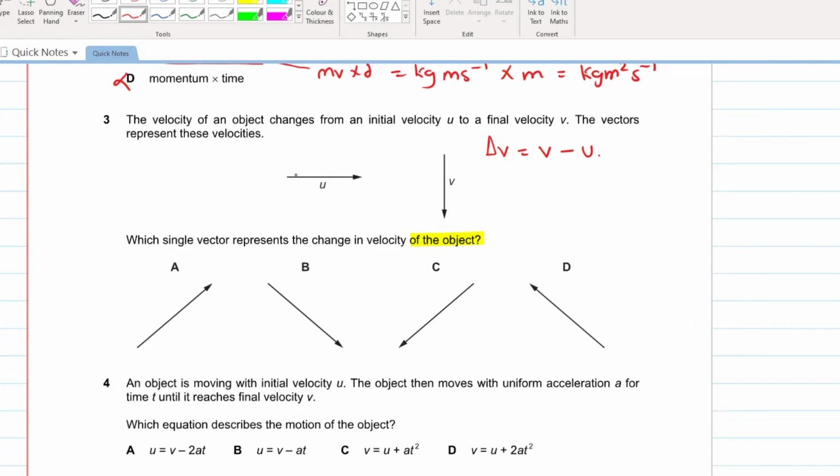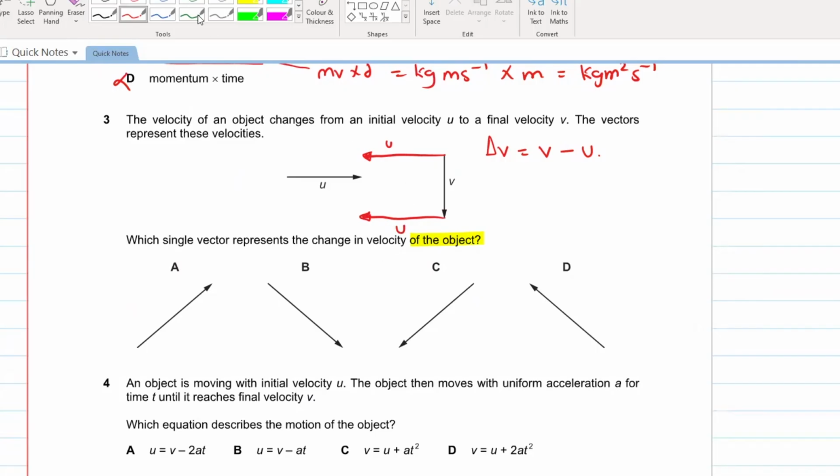If this is positive u acting towards the right, what will be negative u? Acting towards the left. Can you calculate the resultant vector here? Yes, very easily. You can bring this vector to the downside. Like this.